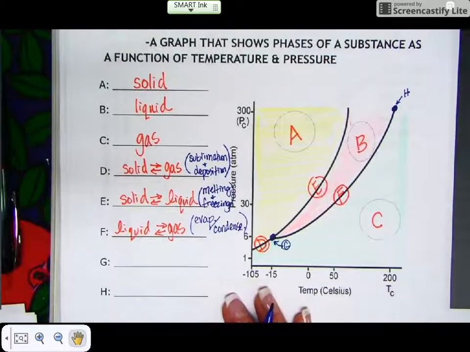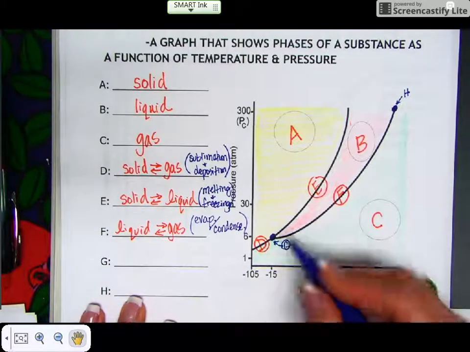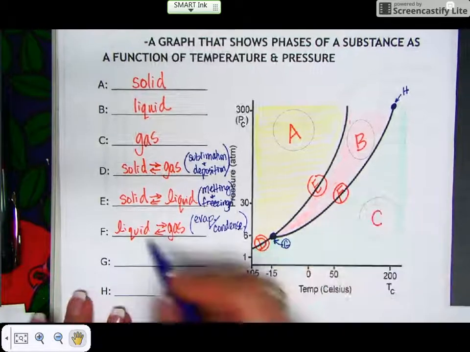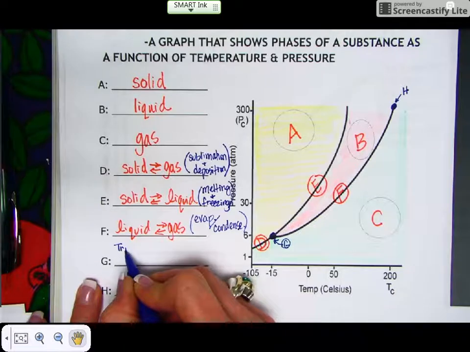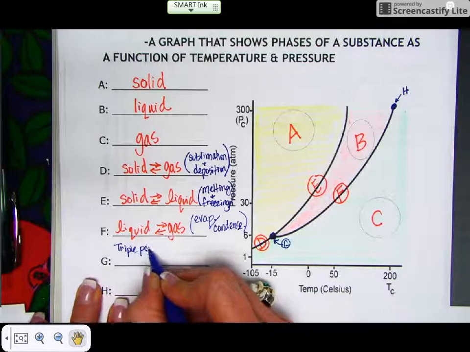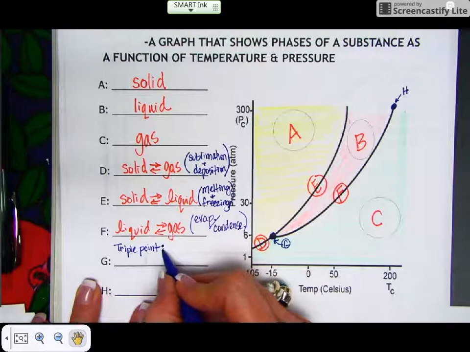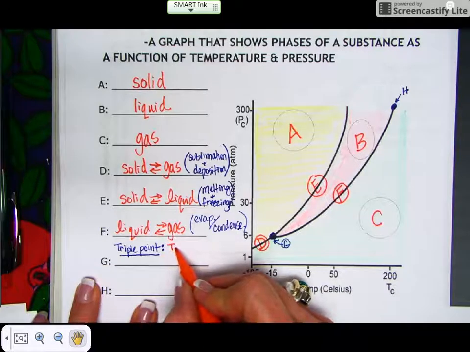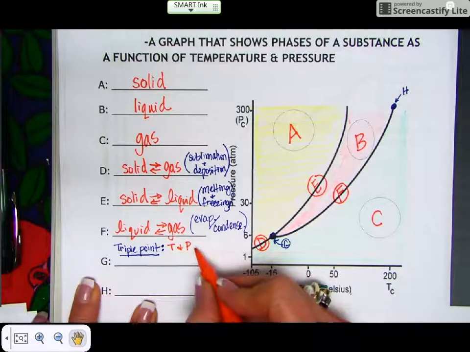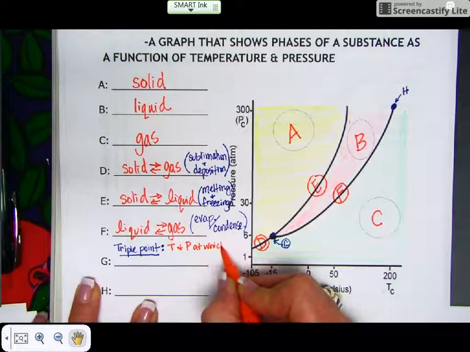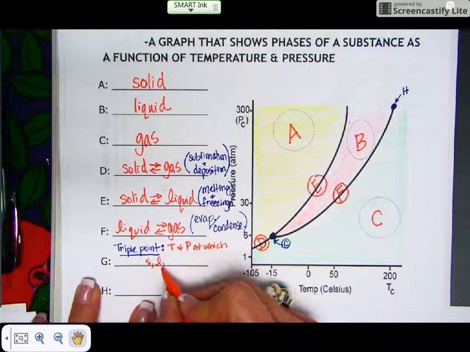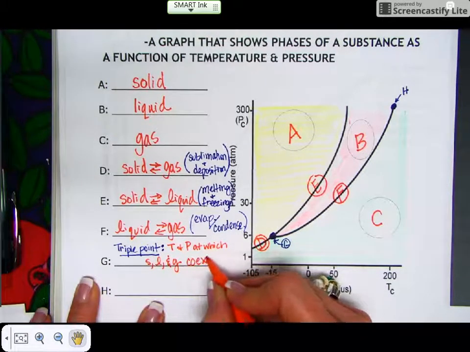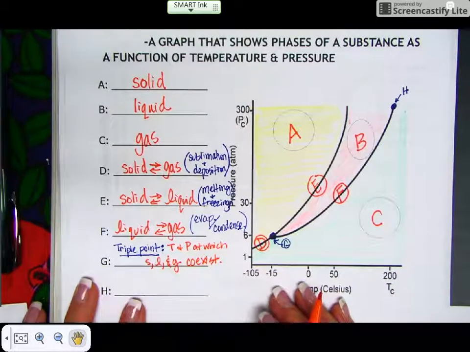All right, then we have two special points. Point G. Notice at point G, this is the point on the graph where all three lines intersect. This point has a special name. It's called the triple point. That's easy to remember because three lines come together. So therefore it's called triple point. Now the definition of this point, it is the temperature and the pressure at which you have a solid, liquid, and a gas coexisting. So they're all three present at the very same time.